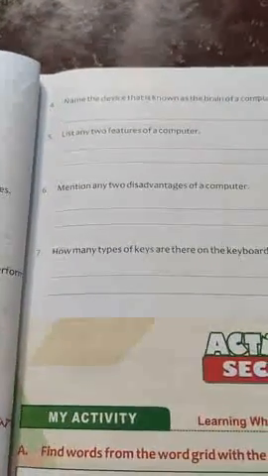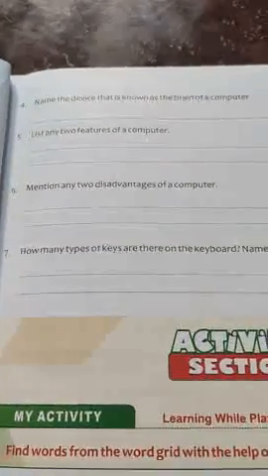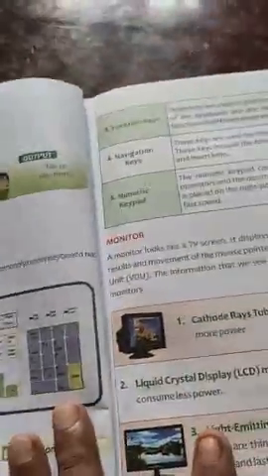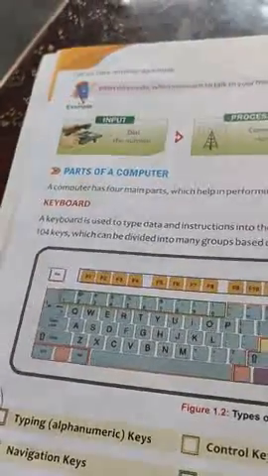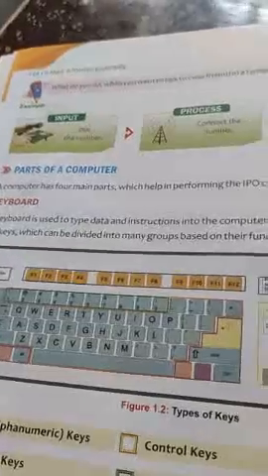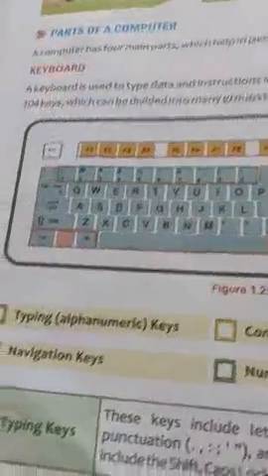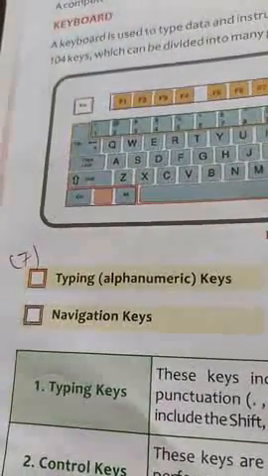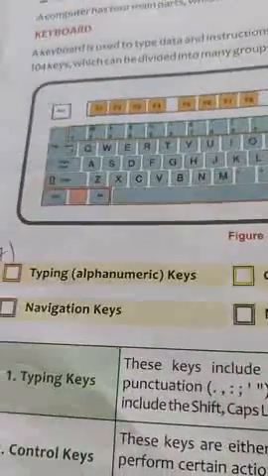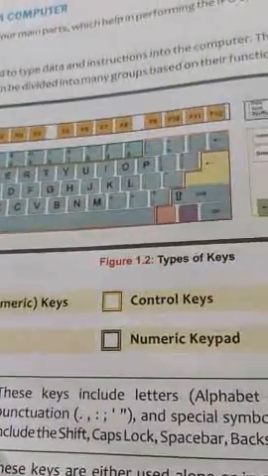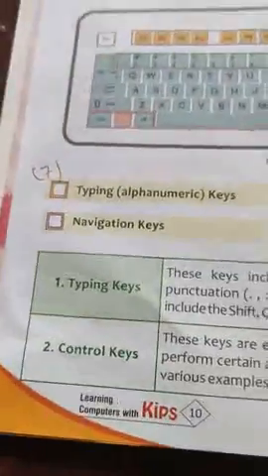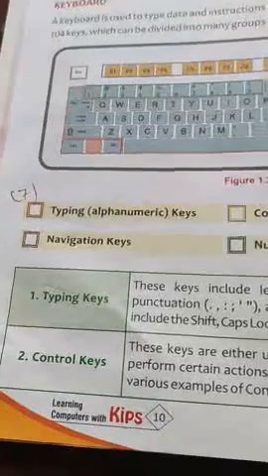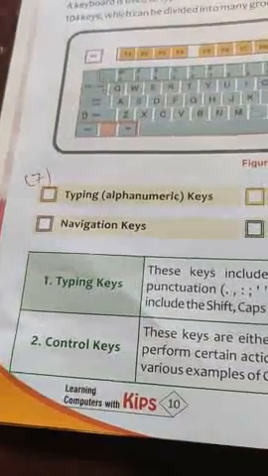And now, how many types of keys are there on the keyboard? Name them. A commonly used keyboard has 104 keys, which can be divided into many groups based upon their function. First is the typing or alphanumeric key, and navigation key, control key, numeric pad key, and function key. These are the five types of keys.